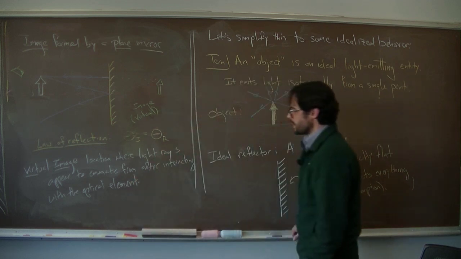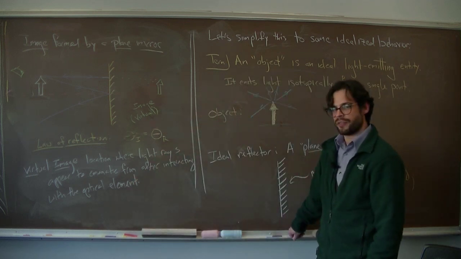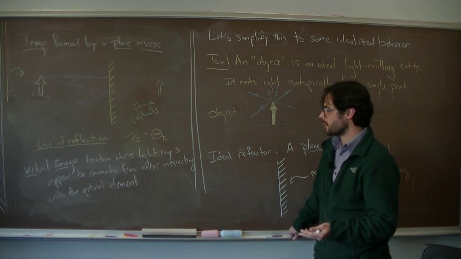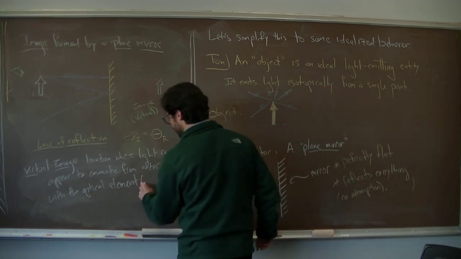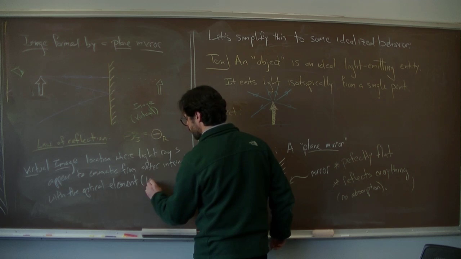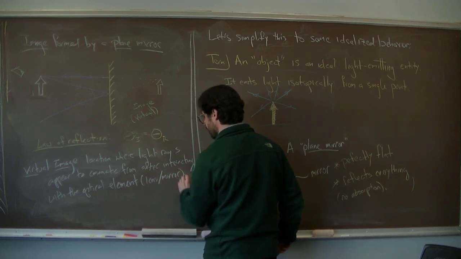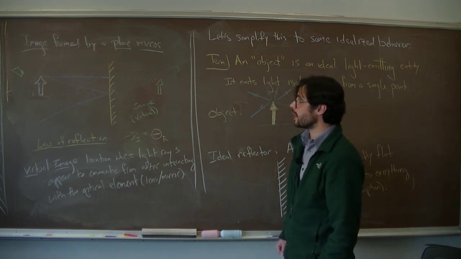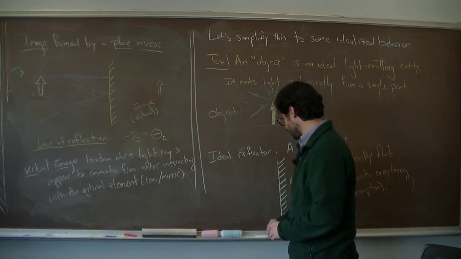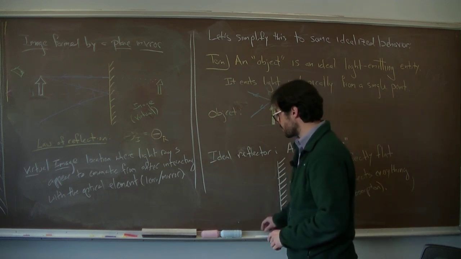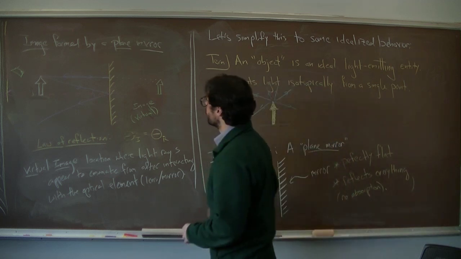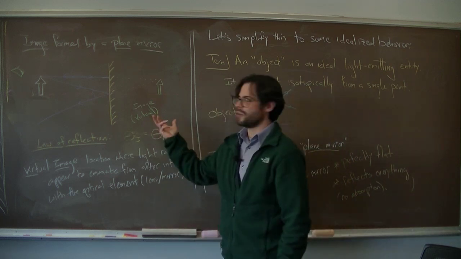Okay, so that's a location where light rays appear to emanate from after they interact with the optical element. The optical element is just kind of a stand-in for a lens or mirror. In this case, we've got a mirror, and a plane mirror at that. So one bit of terminology, and one new piece of information.